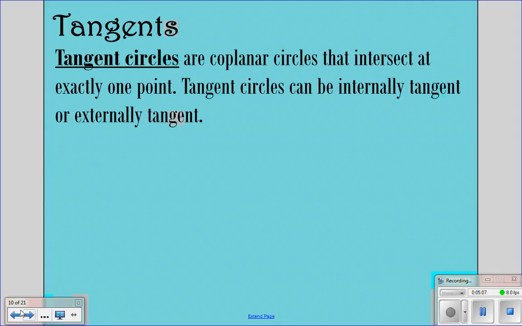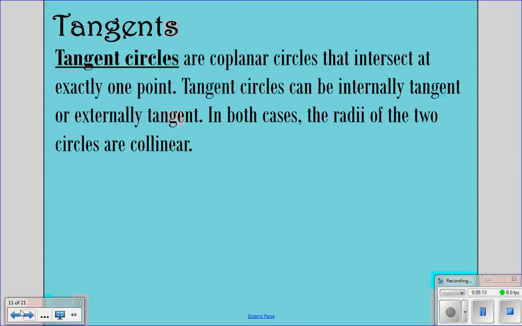Tangent circles can be internally tangent or they can be externally tangent. If they're internally tangent, I'll show you a picture of them in a second. In both cases, the radii of the two circles are going to be collinear, because they have to be in the same plane.